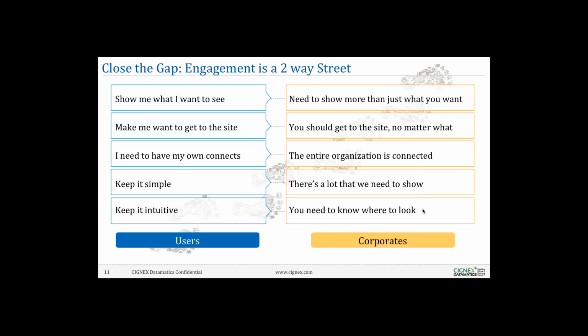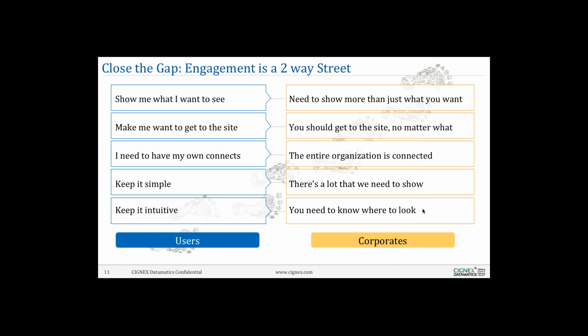So now you contrast this with what the corporates are saying. They say, agreed, you want to see only a specific bit of information, but we really have to show you a lot more than just what you want to see. So there's a disconnect there. You should be able to get to the site no matter what. You are an employee of the organization. Here is our site. Here is our set of applications. You need to go there. We don't need to be motivating you or making it really fancy to get there. It's that simple. And why do you need to have your own connects?